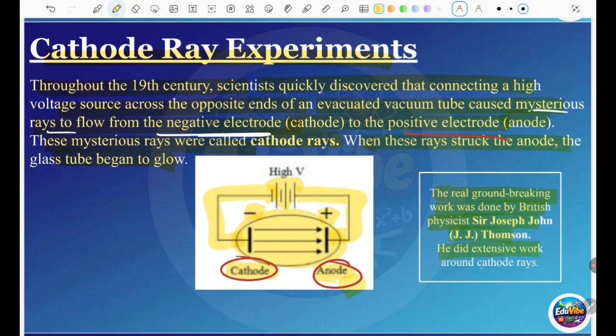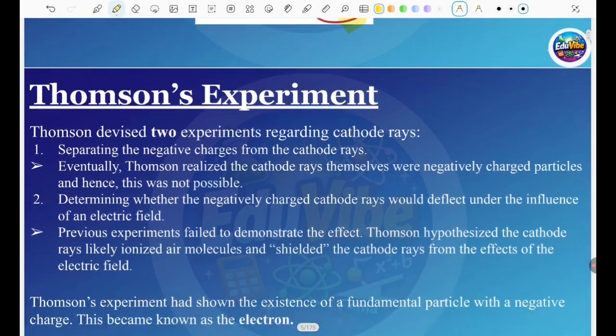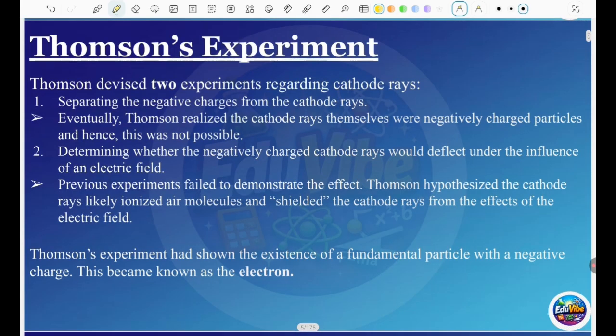And he did intensive work around the cathode rays. After that, they did some further work with the cathode rays. This experiment can't tell us anything about the electron discovery. So they're doing more with that. So what is the Thomson experiment they do?